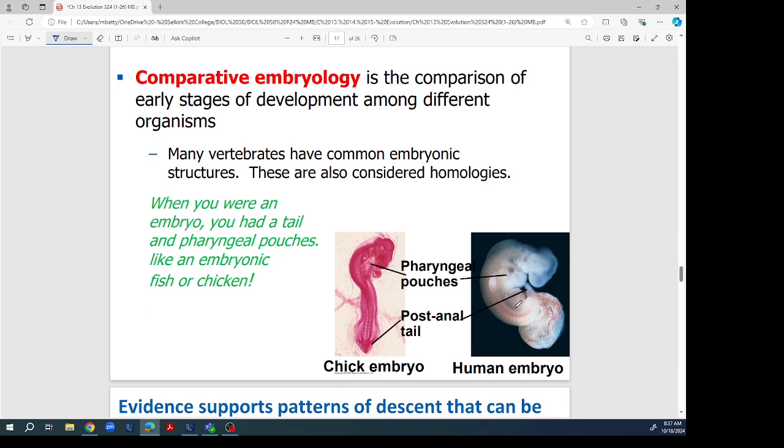Comparative embryology, like I said, could be considered a part of comparative anatomy, because what comparative embryology is doing is taking a look at the anatomy of early developmental stages in different organisms. So a lot of vertebrates have really common embryonic structures. Believe it or not, you and a chicken at one point looked a whole lot alike. So this is a chicken and this is a human embryo. You had a tail, you had kind of gills, much like a fish or a chicken. All vertebrates have these similar stages in their embryonic development.